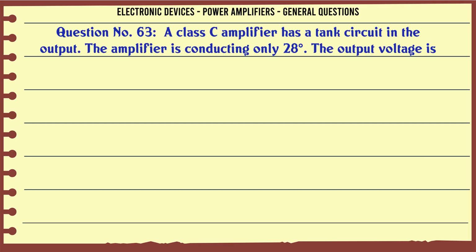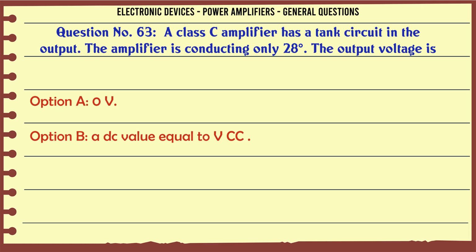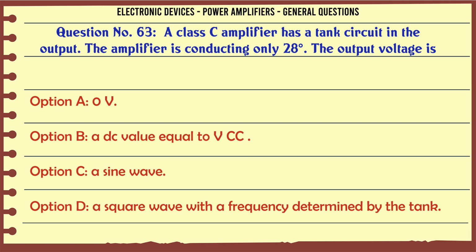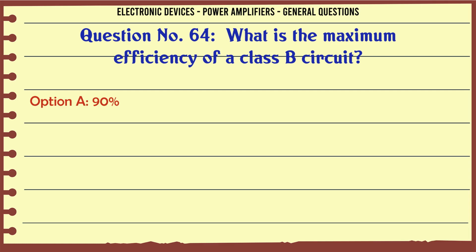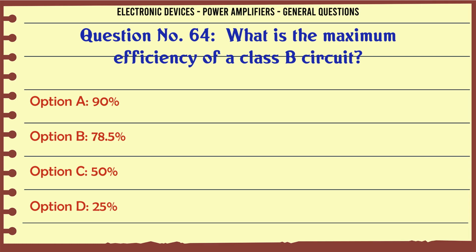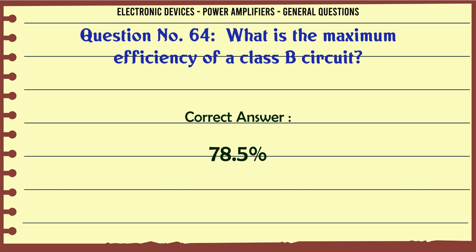A class C amplifier has a tank circuit in the output. The amplifier is conducting only 28 degrees. The output voltage is: A. 0V, B. a DC value equal to VCC, C. a sine wave, D. a square wave with a frequency determined by the tank. The correct answer is a sine wave. What is the maximum efficiency of a class B circuit? A. 90, B. 78.5, C. 50, D. 25. The correct answer is 78.5.